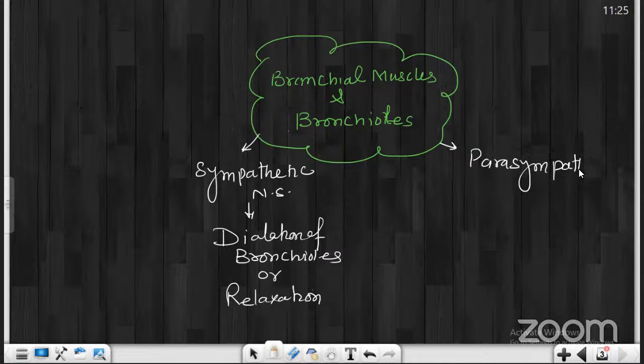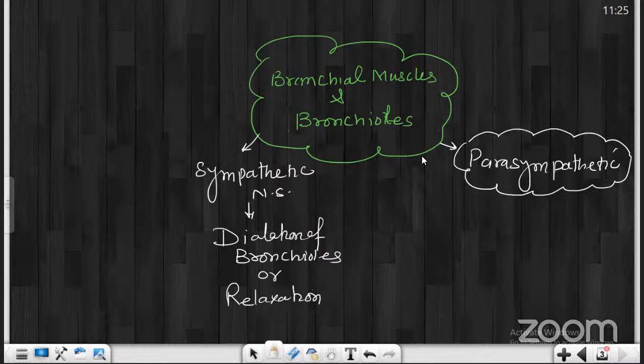Excuse me, sir. Yes. Sir, when dilation of bronchioles occurs, are the alveoli expanded? There is no effect on the alveoli here, because we do not have muscles on the alveoli. Whether alveoli are dilated or constricted is not under the control of the autonomic system. Their surface area increases with the help of lecithin. They are balloon-like structures and do not have muscles.